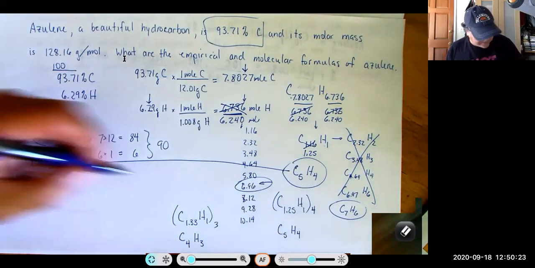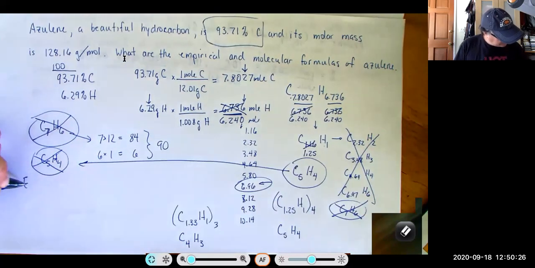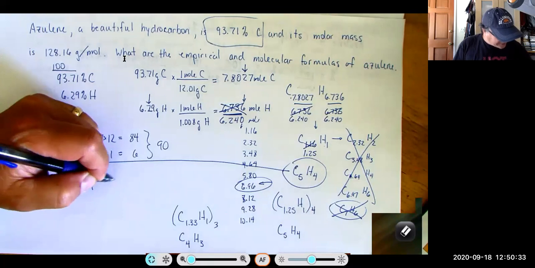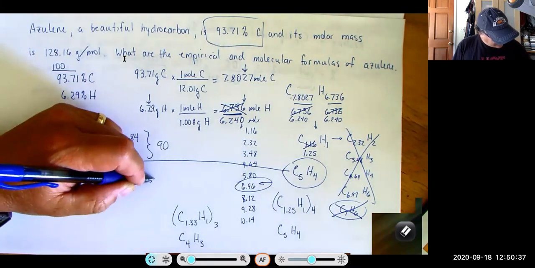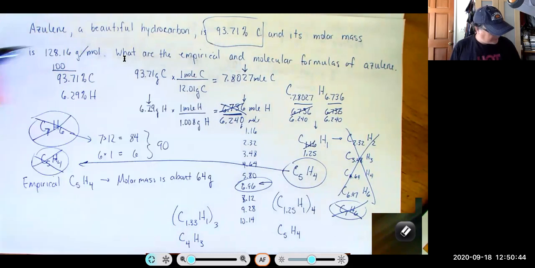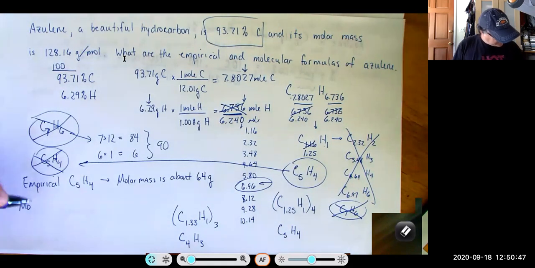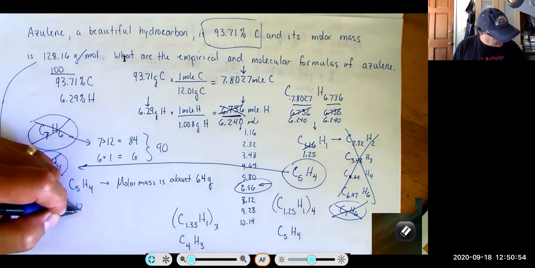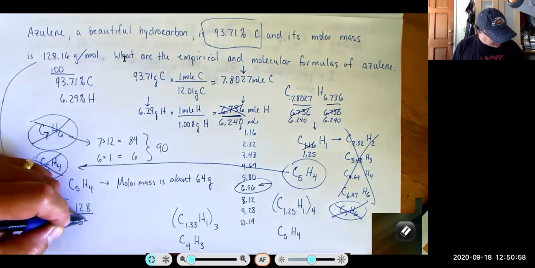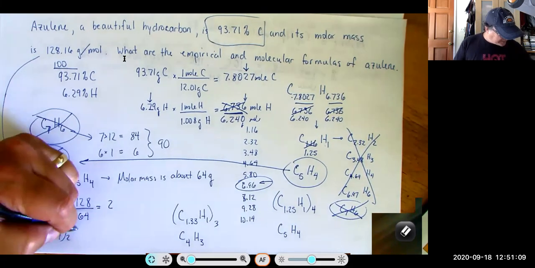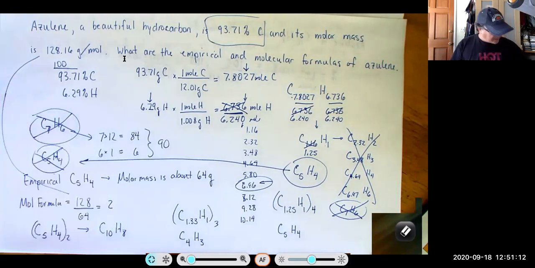Now, that's the empirical formula. Now, the molar mass is about 64 grams. So to get the molecular formula, you're going to take this 128 divided by this 64 to get a multiplier of 2. So C5H4 gets doubled and it becomes C10H8. And so that's the molecular formula.